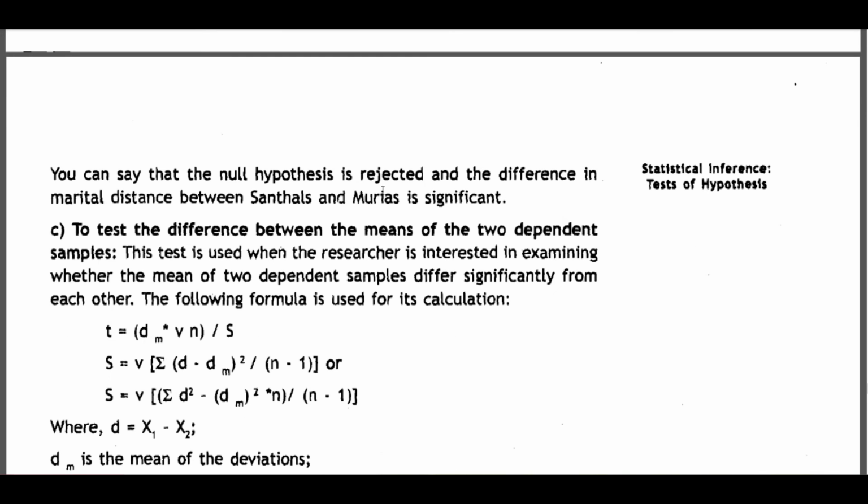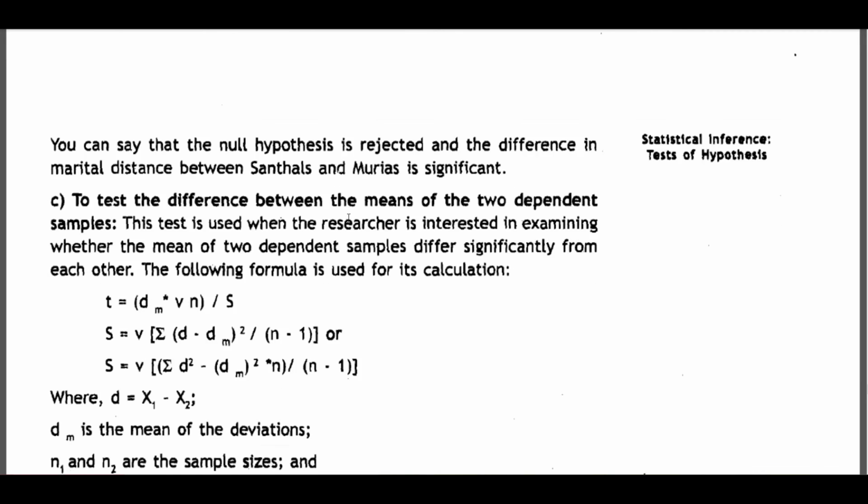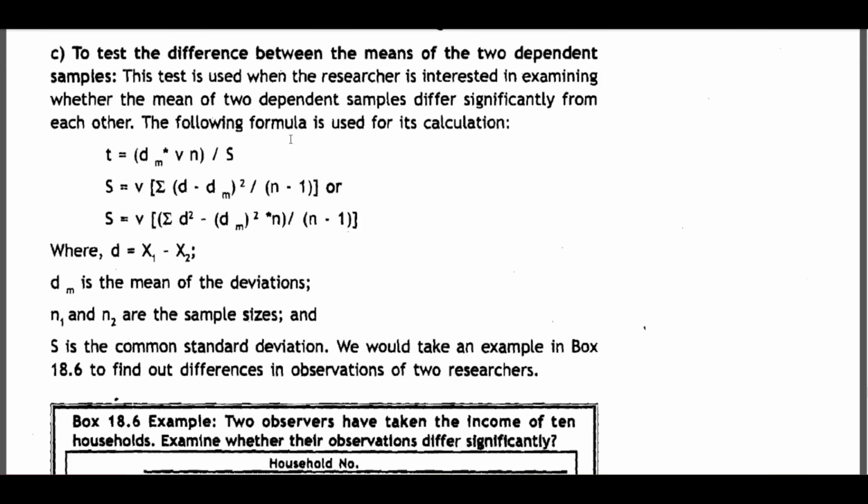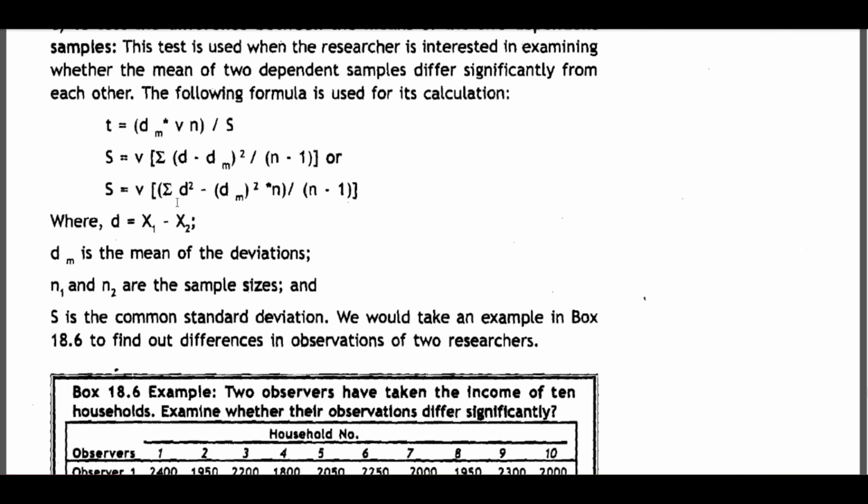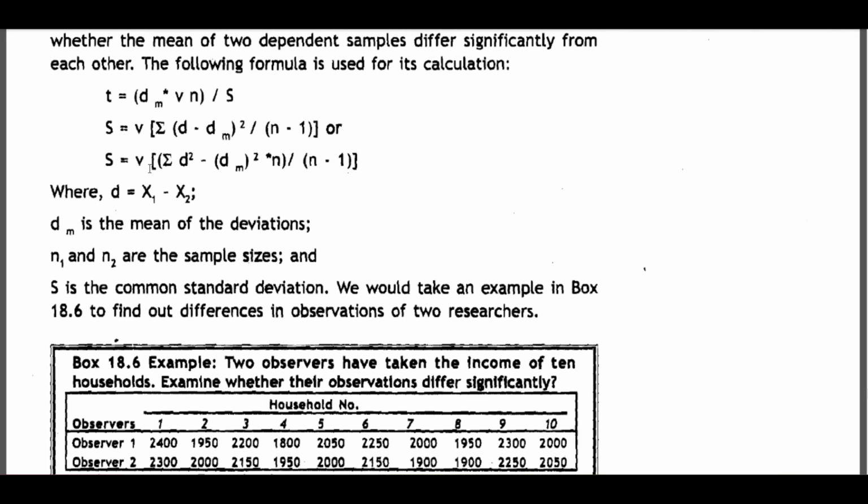So you can say that the null hypothesis is rejected and the difference in the marital distance between Sandals and Murias is significant. The third one is to test the difference between the means of the two dependent samples. This test is used when the researcher is interested in examining whether the means of two dependent samples differ significantly from each other. The following formula is used for the calculations. The ready-made formula is already given. How it is derived we don't know, we have to study that.